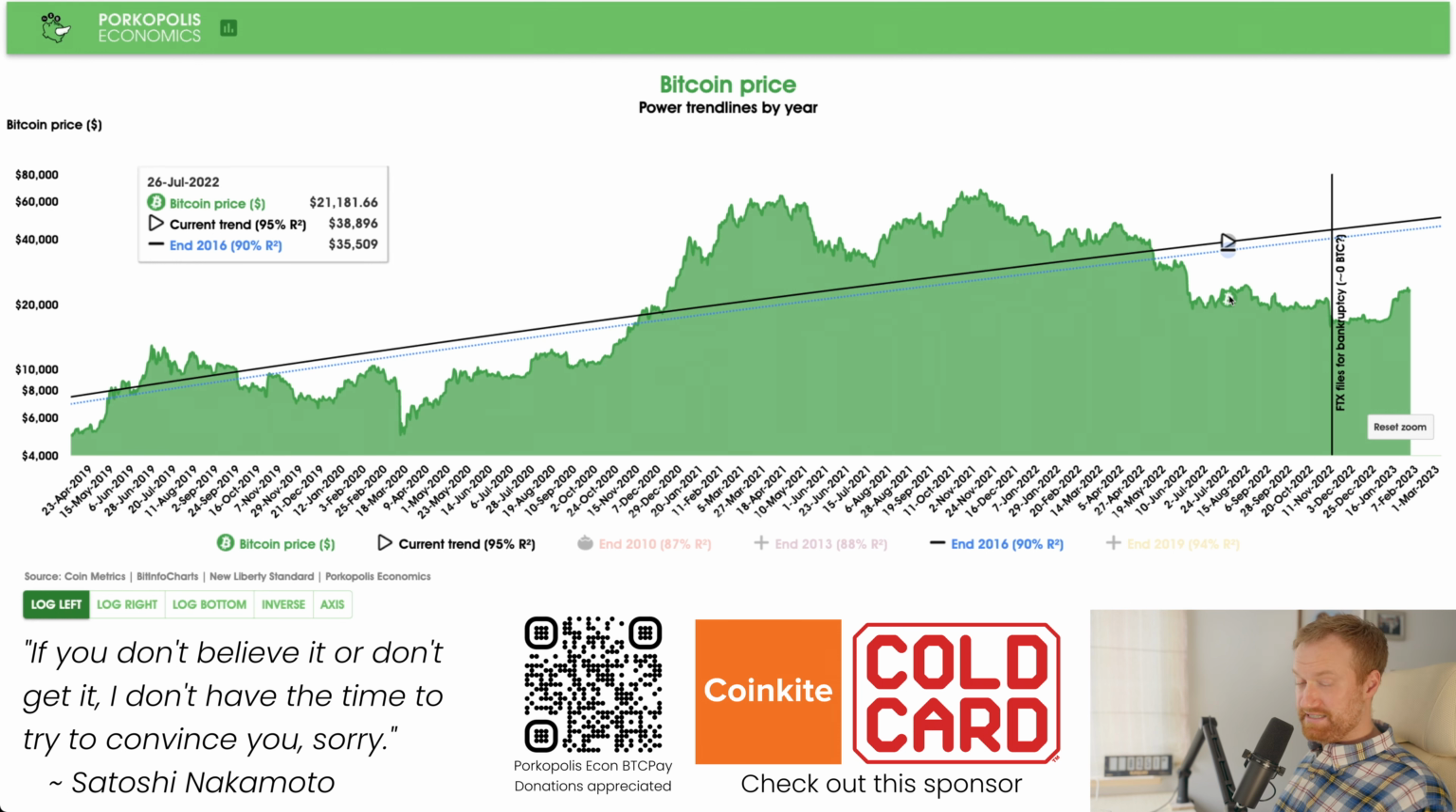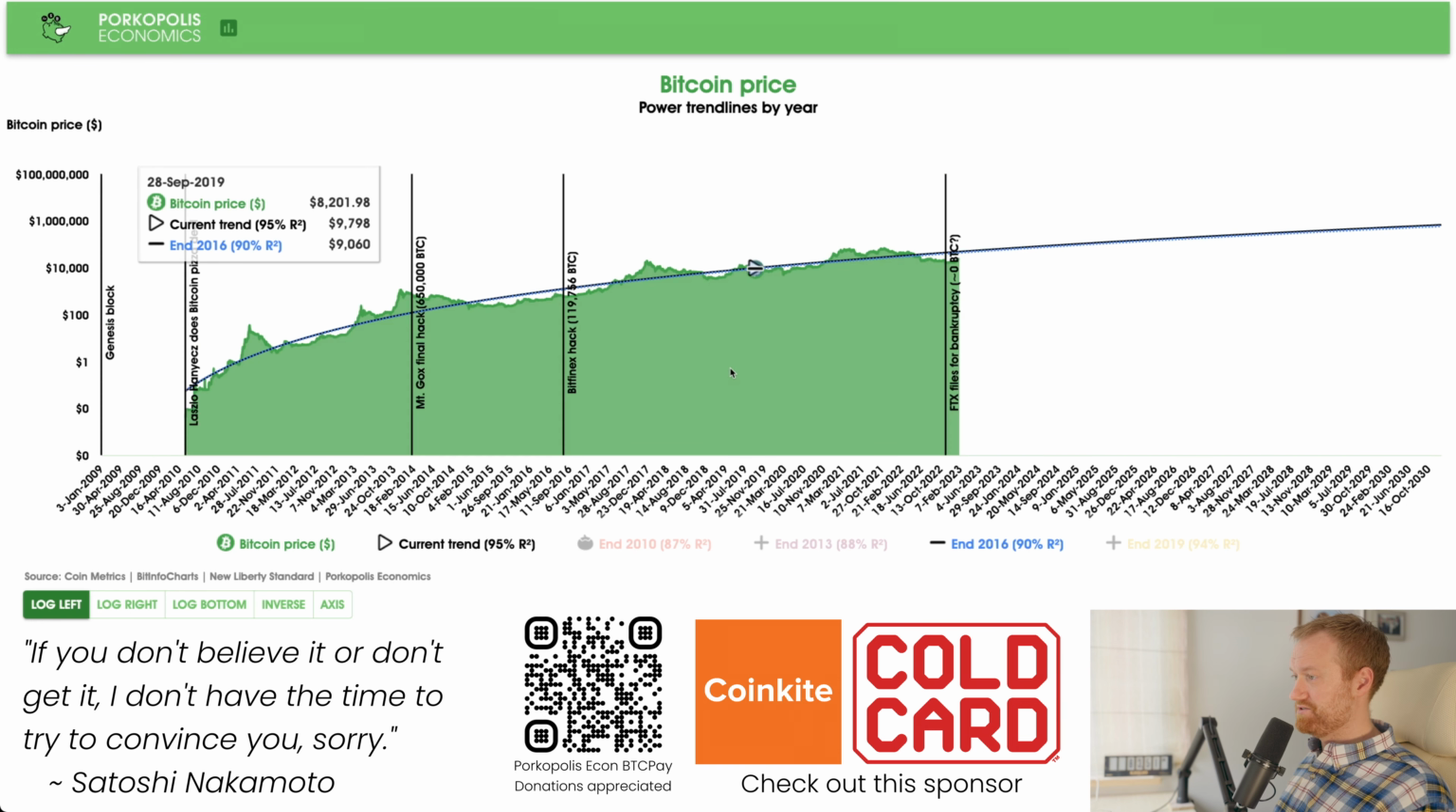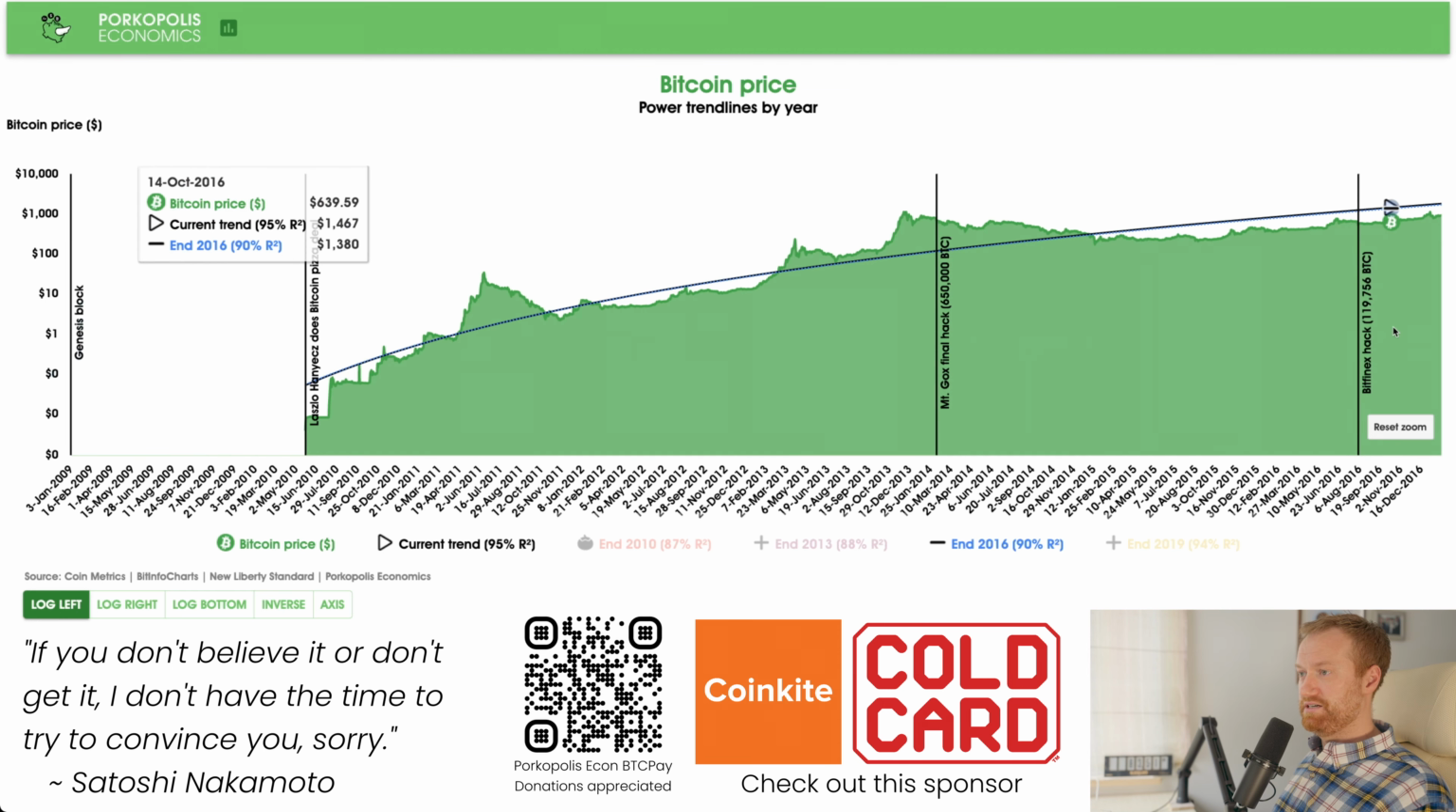2016's trend line, I can tell you, even though I'm not showing you every single year here, is the lowest. This is the lowest. Okay, so let's reset the zoom again. Roughly through here is the 2016 trend line.